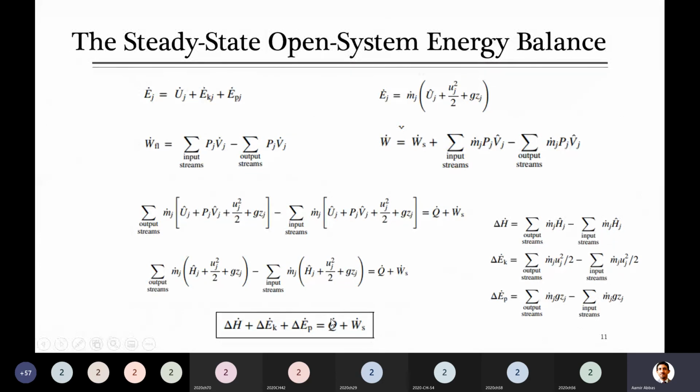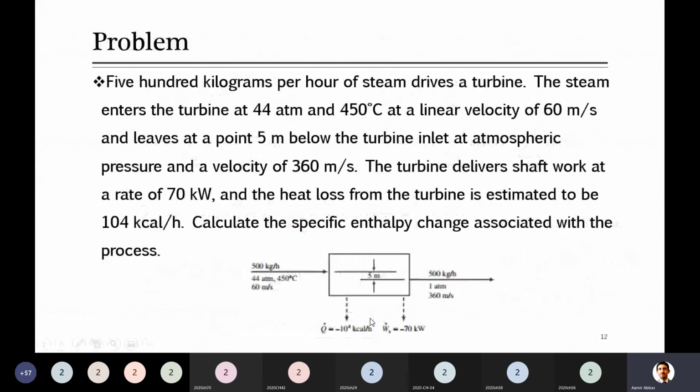So this is your simplified general equation for open system steady state energy balance. This equation you will start with when you are solving problems related to open system, steady state energy balance. It contains five terms: change in enthalpy, change in kinetic energy, change in potential energy, heat added to or leaving the system, that is net heat, plus net shaft work. That's it. Up to here we are done.